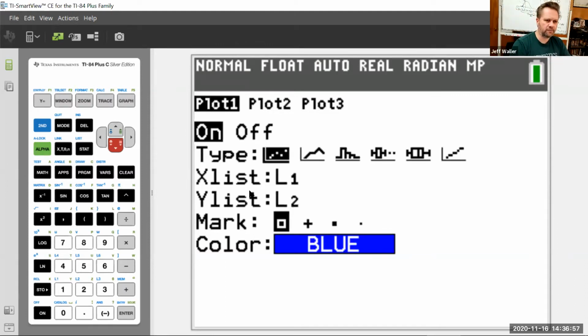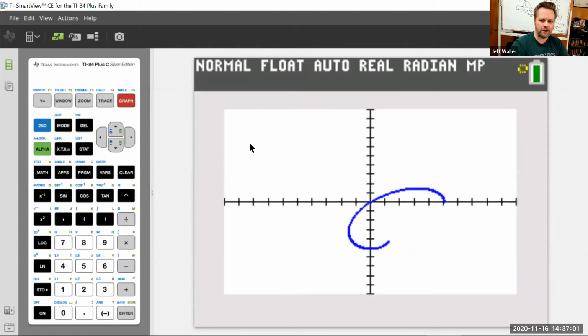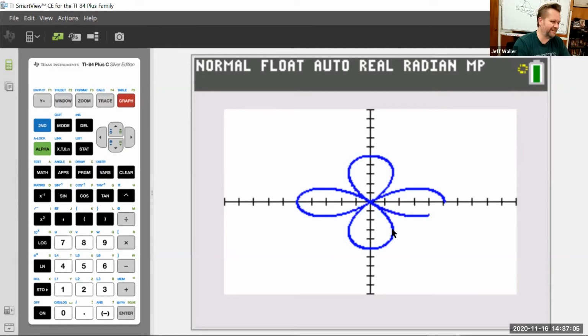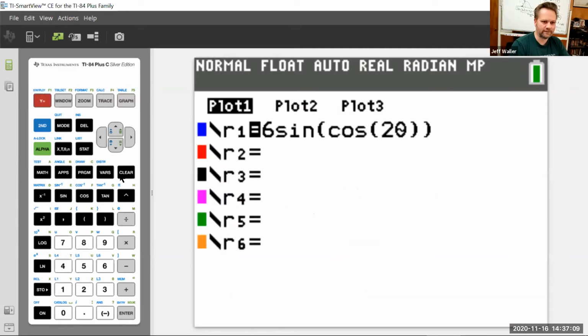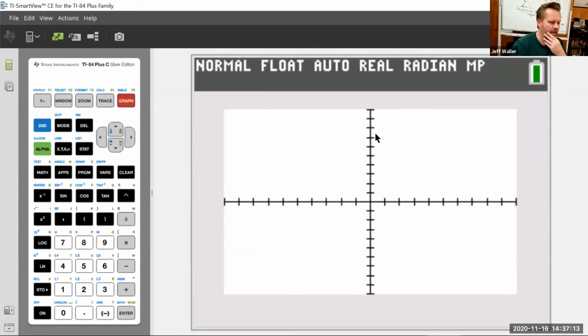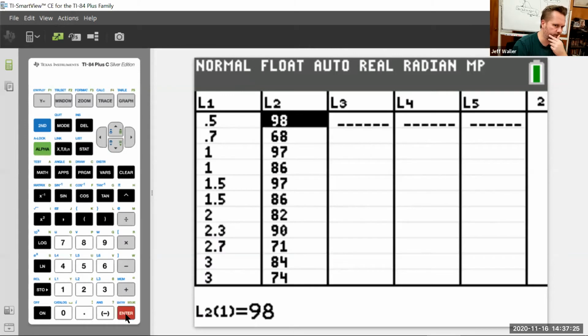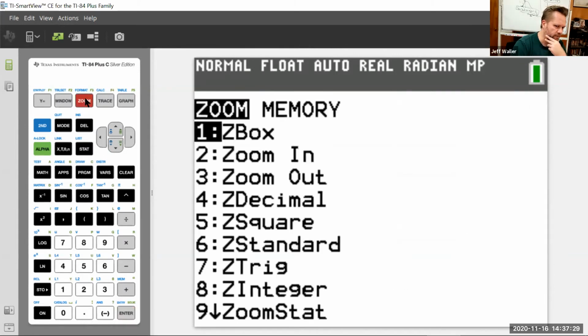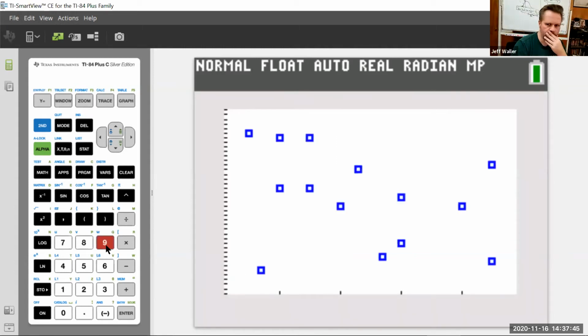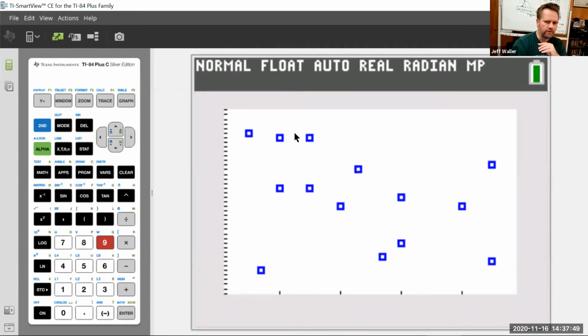Now watch this. Get ready to be completely underwhelmed. If you hit graph right now, first off, I've got some stuff from another class still in there. Let me turn that off. Clear. If you hit graph though, most of you should just have an empty graph. Okay, now watch this. Anytime you put new data into your lists, you hit zoom. Can you see which one looks like it's going to help me out the most? Zoom stat. Yeah, number 9 for me. It should be number 9 for most of you. So if you hit zoom 9, that should be what you end up with. I try to make it so that it pretty much looks like that first graph on the handout.